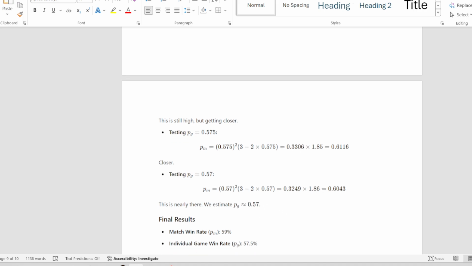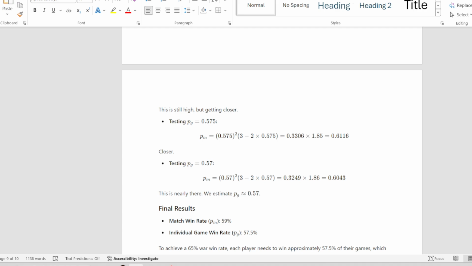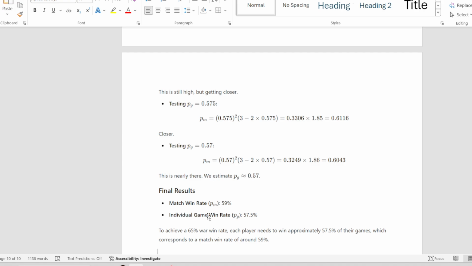So what that kind of means for us is that to achieve a 65% war win rate, we need to win approximately 57.5% of our games, which corresponds to a match win rate of about 59%. So I'll just go over that one more time. If we want to get 65% win rate in our wars, which means we win roughly 10 out of 15 weeks, our match win rate needs to be 59%, and our individual game win rate needs to be 57.5%.